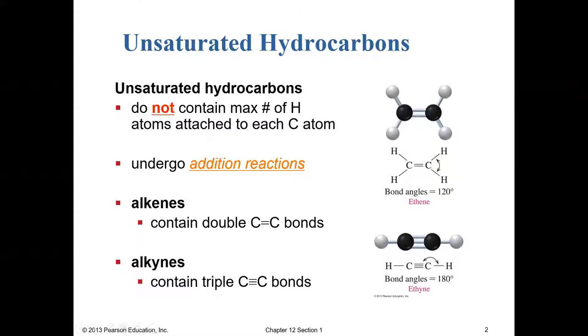So alkenes and alkynes are a little different than alkanes. In this case, they are considered unsaturated hydrocarbons, and that's important. That means that they contain at least one double or triple bond between the carbon atoms. So they do not contain the maximum amount of hydrogens that can be attached to each carbon atom. Instead, they have at least one shared pair, or two shared pairs, excuse me, or three shared pairs of electrons between the carbon atoms. So they at least have one double or one triple bond.